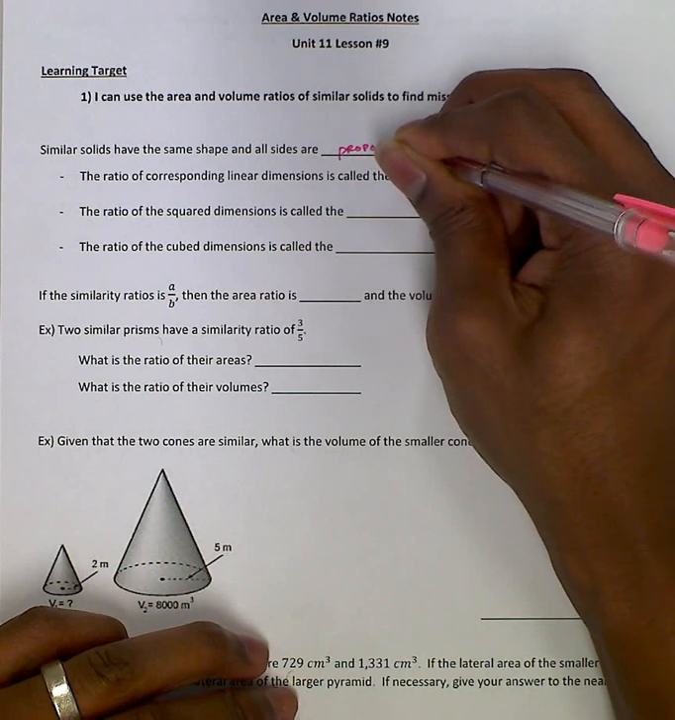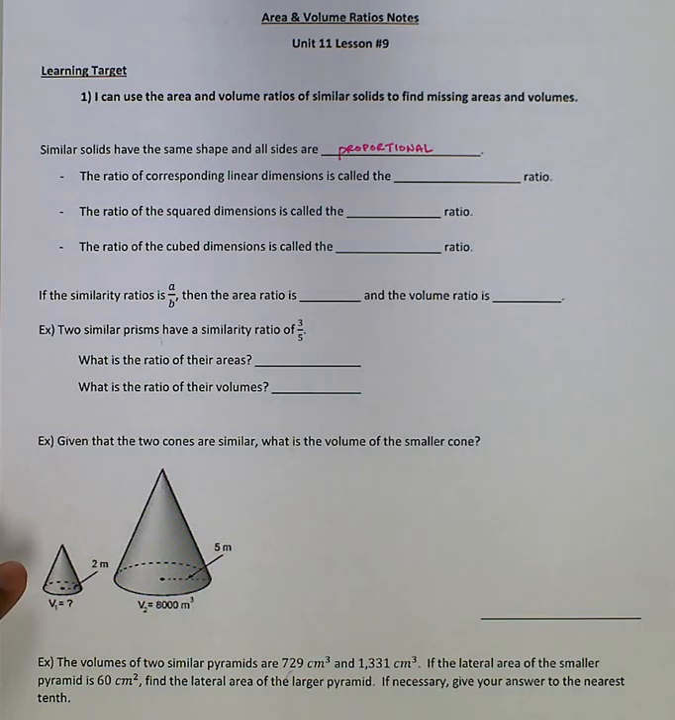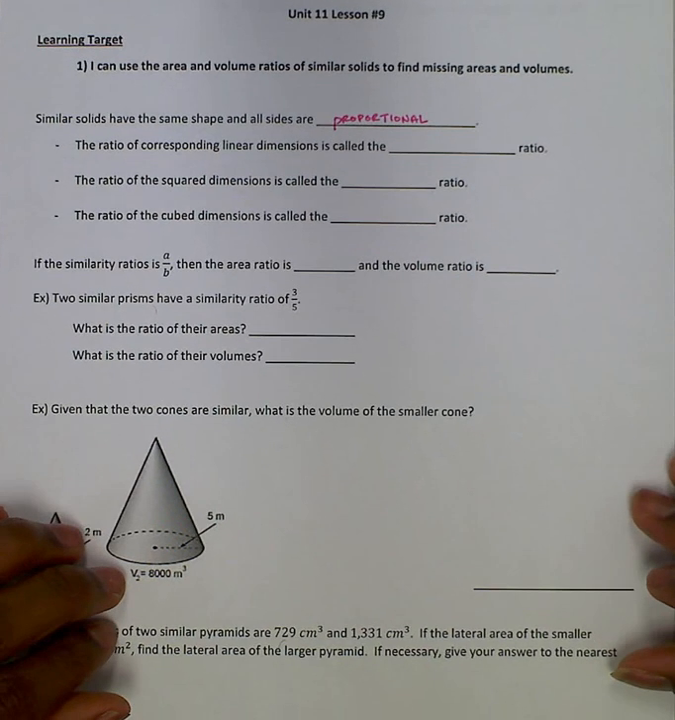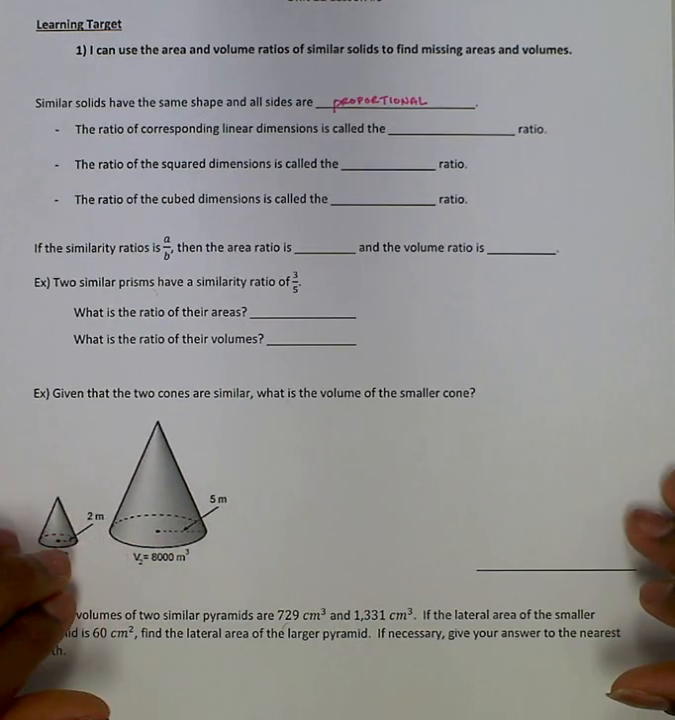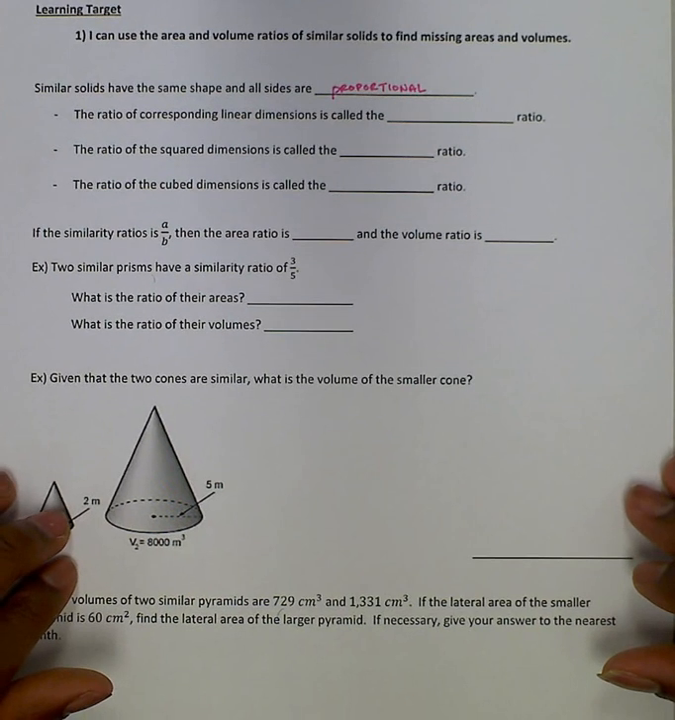So if the height of one prism is 2 times the height of another, then all the corresponding sides will have that same ratio. All the sides will be 2 times the length of its corresponding side of its similar figure. Okay, the ratio of corresponding linear dimensions is called the similarity ratio.